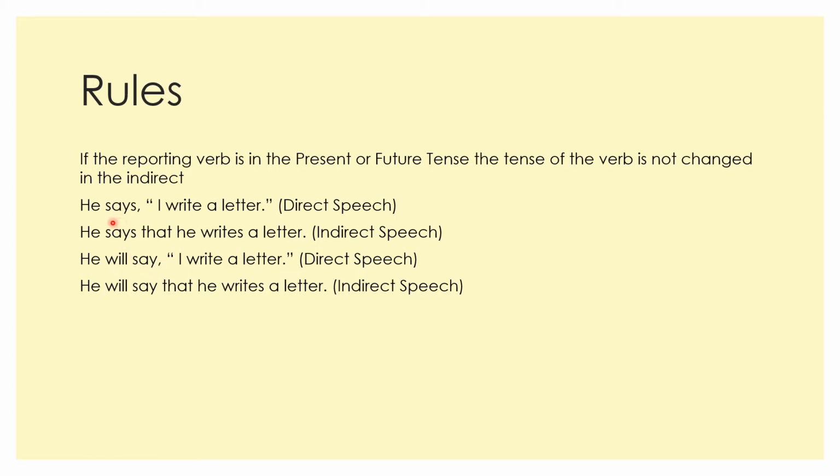And the rule says that if the reporting verb is in the present or it is in the future tense, then the tense of the verb does not change in the indirect speech. So therefore, he says, I write a letter. In the indirect, it will be he says that he writes a letter. He will say, I write a letter. In the indirect, it will be he will say that he writes a letter. So if the reporting verb is in the present or future tense, the tense of the verb is not changed in the indirect speech.